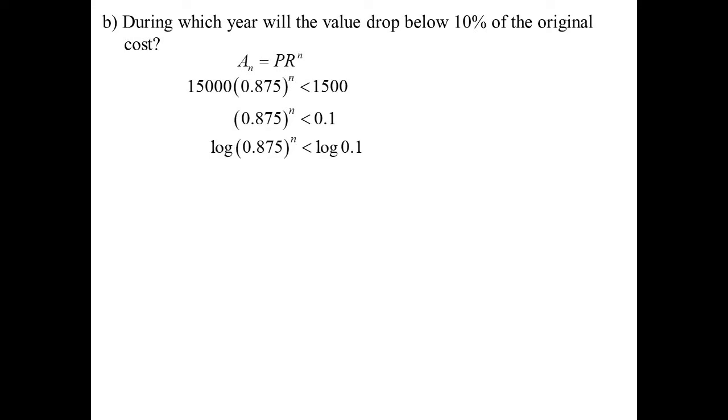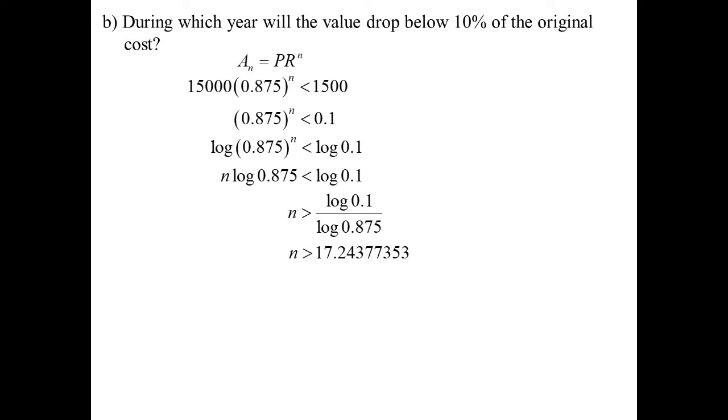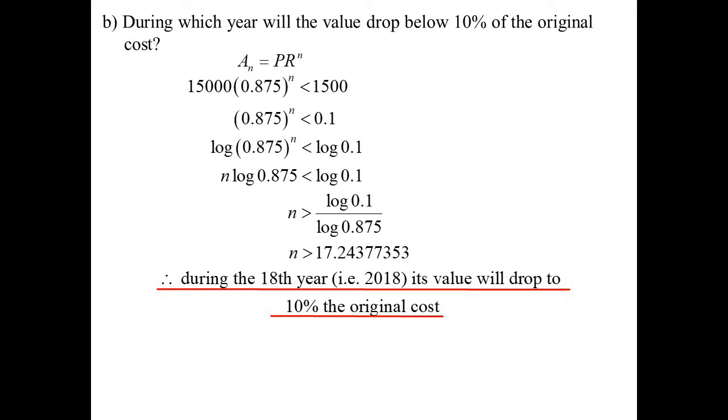So in other words, when is our general term less than, well, it'd be 1,500, 10%. Exponential equation we have to solve again. So 0.1, log both sides, bring the n out the front, but of course log of a number less than 1 is a negative number. Change the sign, you change the sign. 17.24, now it says during which year? So it'd have to be during the 18th year because 17, it's not there yet. So during that 18th year, at some point, it's going to drop below. So 2018. Okay.